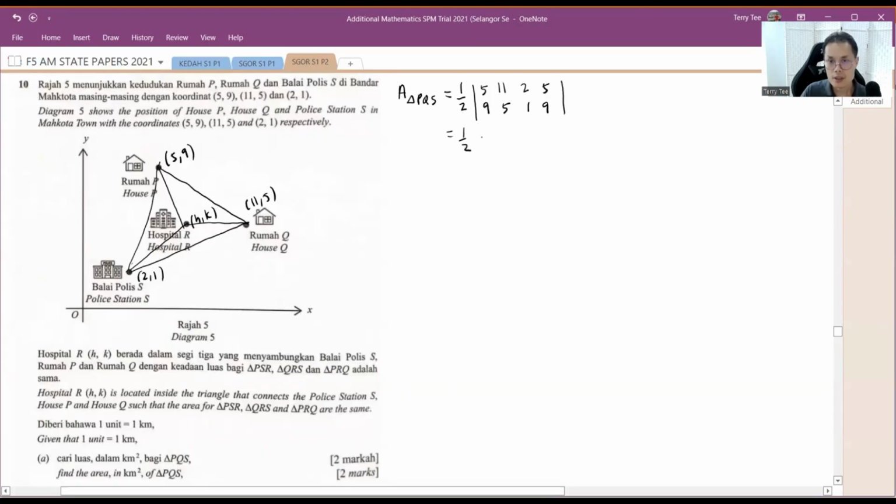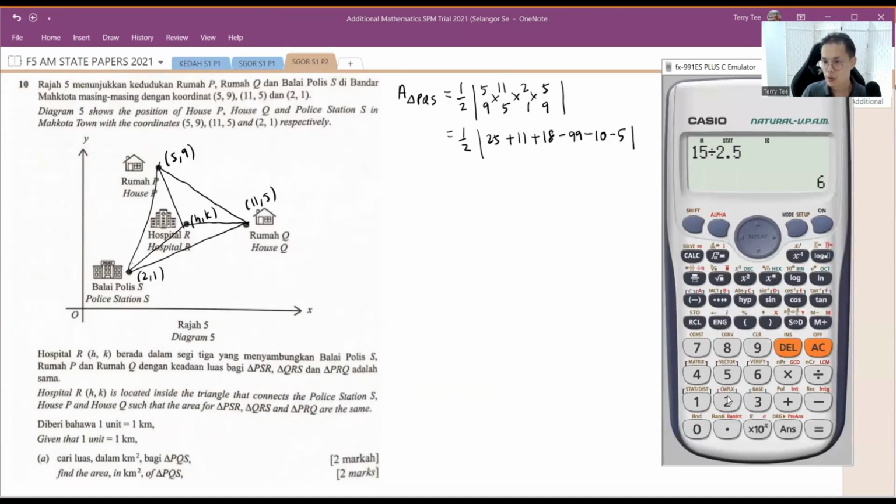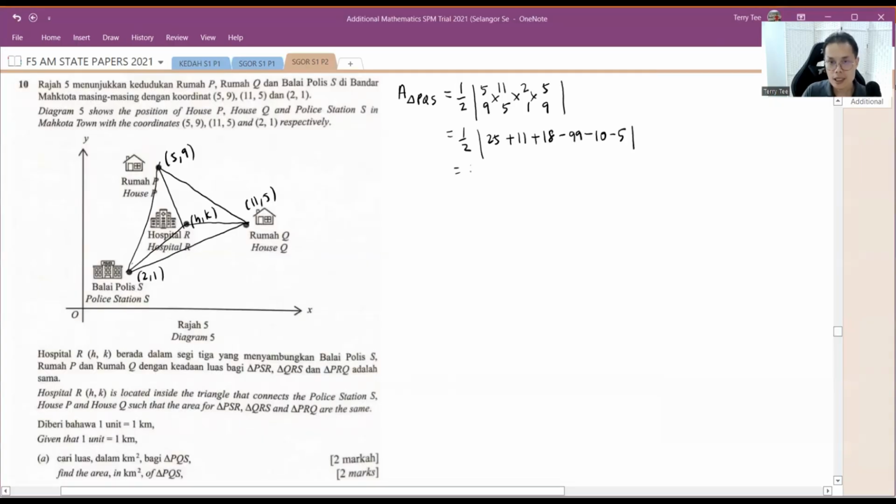So this is 5 times 5, 25. 11 times 1, 11. 2 times 9, 18. Minus, this is 99. You can put them together, minus 10 and minus 5. Okay, so you can use a calculator if you can't do it mentally. 25 plus 11 plus 18 minus 99 minus 10 minus 5 minus 15. So it's negative 60. Half of it is negative 60.